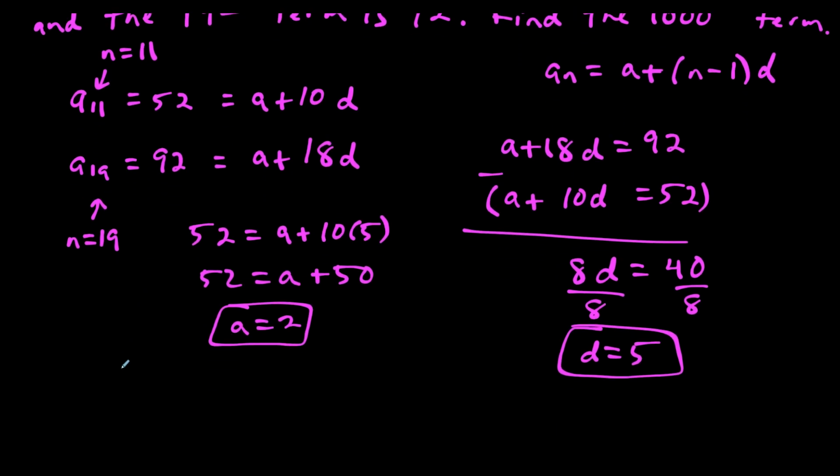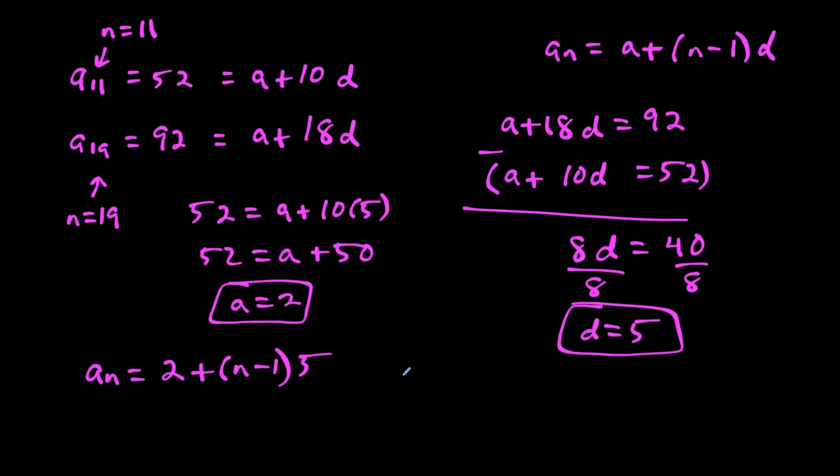We could say that a sub n is equal to a, which is 2, plus n minus 1 times the common difference, which is 5. So if the goal here is to solve for the 1000th term, we have a sub 1000 is equal to 2 plus 1000 minus 1 is 999, and then this is times 5.